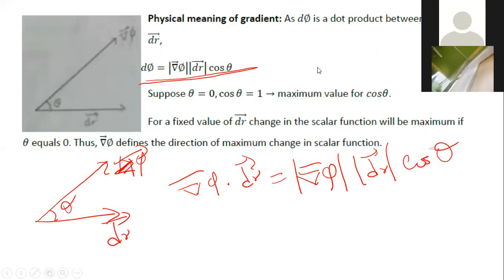Now, here we know that cos theta, this cosine trigonometric function, yeah, I think someone is unnecessarily turning on his video and moving around. Please stop doing that.